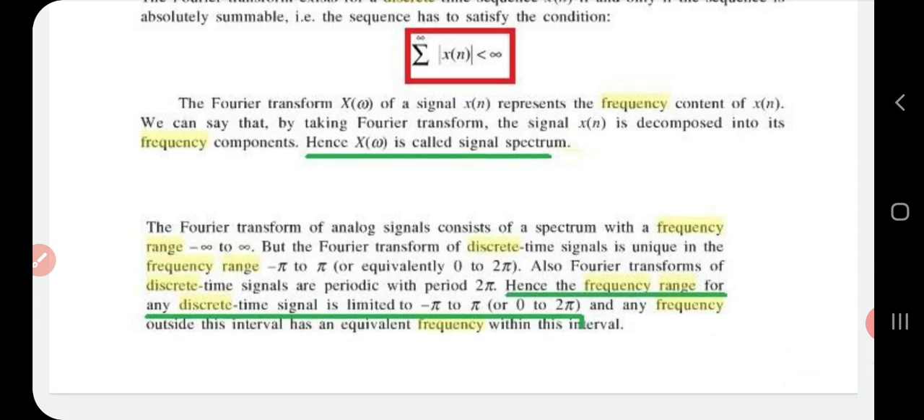Now the Fourier transform of an analog signal consists of a spectrum with a frequency range from minus infinity to plus infinity. That's in the case of analog signals, whereas in the case of discrete signals it is unique and the frequency ranges from minus pi to plus pi. Hence the frequency range for any discrete time signal is limited to minus pi to plus pi, and any frequency outside this interval will have an equivalent frequency within this interval. So just remember this. For analog signals, frequency ranges from minus infinity to plus infinity, whereas for the Fourier transform, the frequency range for a discrete time signal is limited to minus pi to plus pi.